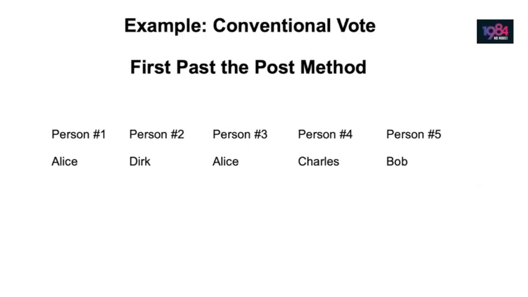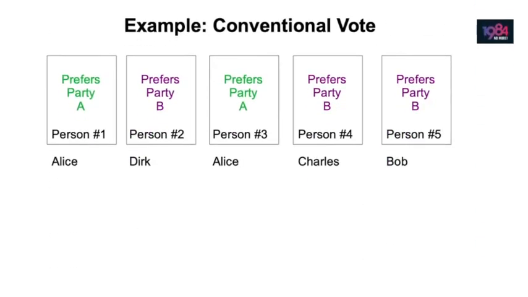This is a method often referred to as a first-past-the-post tally of results. In this example, we have 5 voters voting on 5 candidates. The 5 candidates are Alice, Bob, Charles, Dirk, and Elliot. Person 1 and Person 3 vote for Alice. Person 2 votes for Dirk. Person 4 votes for Charles, and Person 5 votes for Bob. Elliot receives no votes.